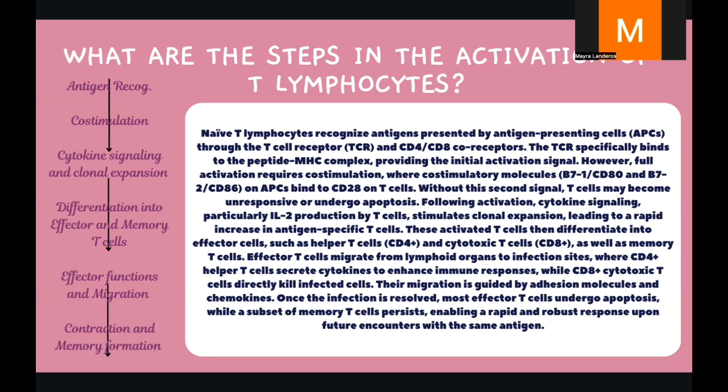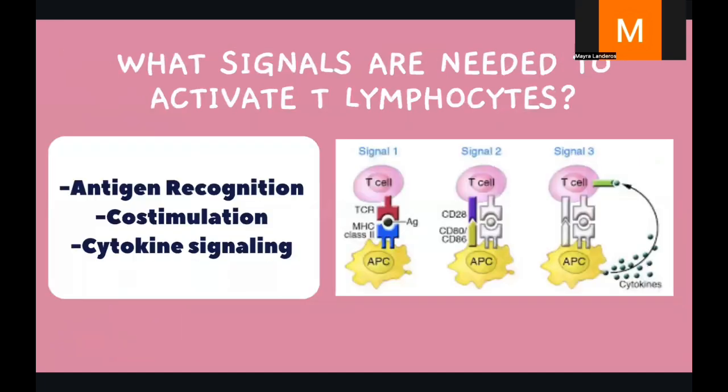Their migration is guided by adhesion molecules and chemokines. Once the infection is resolved, most effector T cells undergo apoptosis, while a subset of memory T cells persists, enabling a rapid and robust response upon future encounters with the same antigen. What signals are needed to activate T lymphocytes? The signals needed are antigen recognition, co-stimulation, and cytokine signaling.